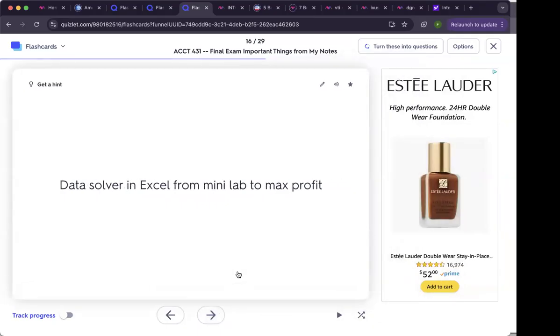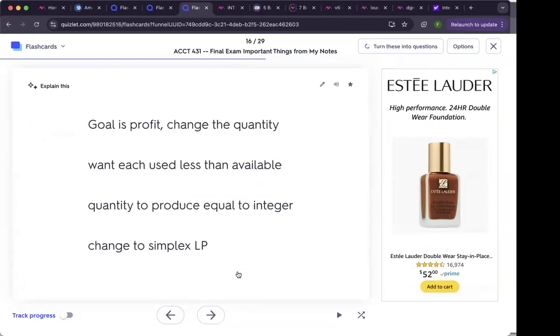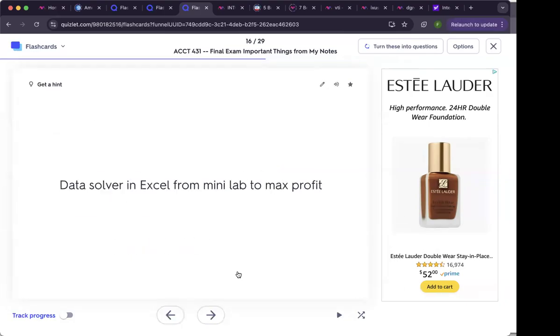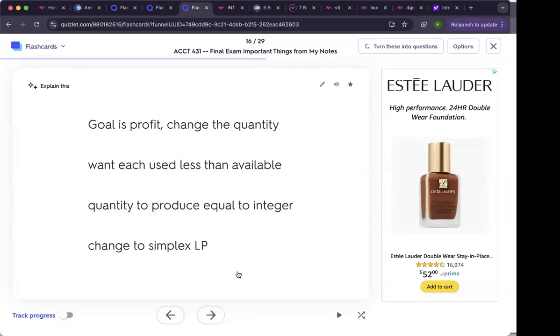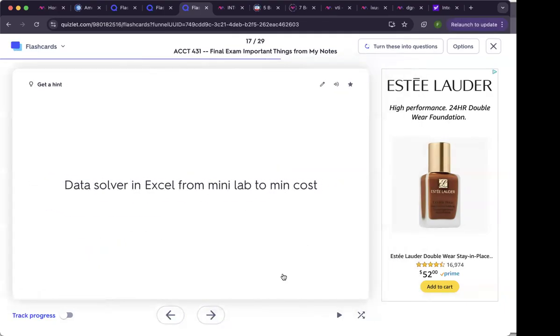The data solver in Excel from the mini lab to maximize profit: your goal, and not just goal as a vague thing, but literally what you put in the data solver as the goal is profit, and what you're changing is the quantity. And you want each used less than available. Quantity to produce, you want that to equal integer, just because when you're maximizing profit, you're wanting to look at whole units. You need to change that thing in the data solver to simplex LP for this, for maximizing profit.